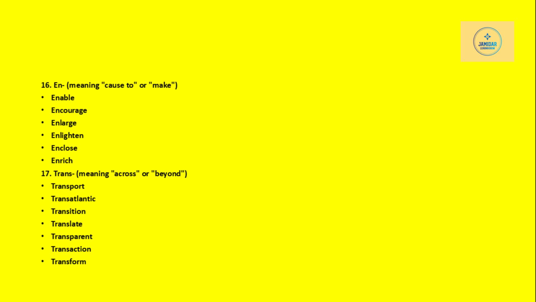The prefix trans means across or beyond. Example words include transport, transatlantic, translate, transparent, transaction, and transform.